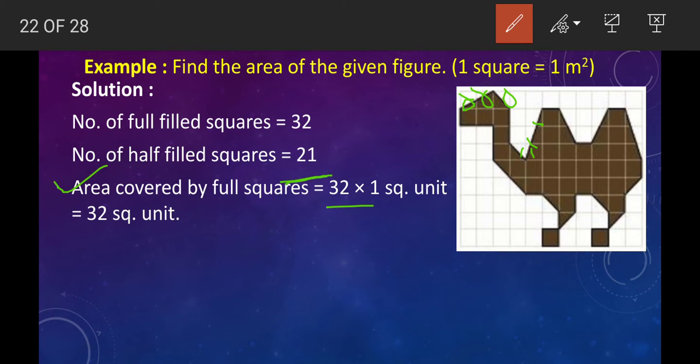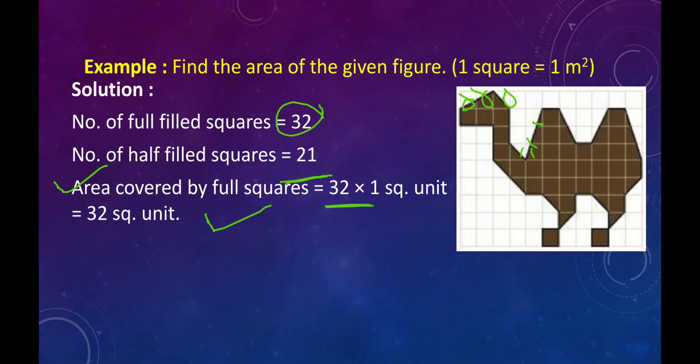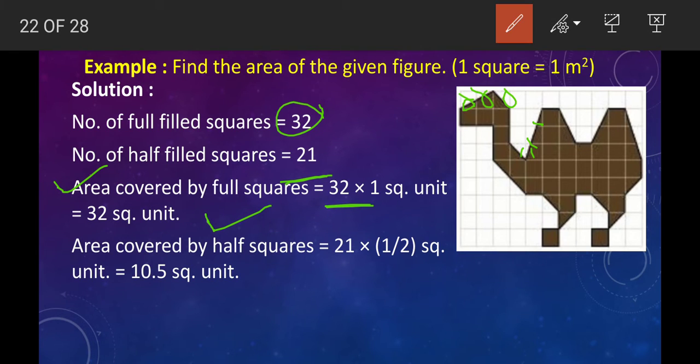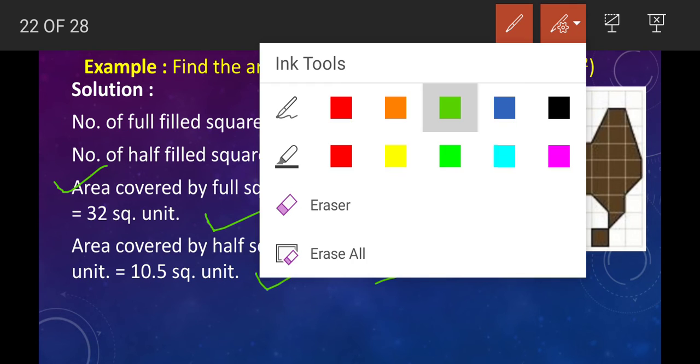So area of full filled squares equals, here there are 32 full filled squares, that is 32 multiplied by 1 equal to 32 square unit. Second one, area covered by the half filled squares. There are 21 half squares which you have to multiply by half. So 21 multiplied by half equals 10.5 square unit.